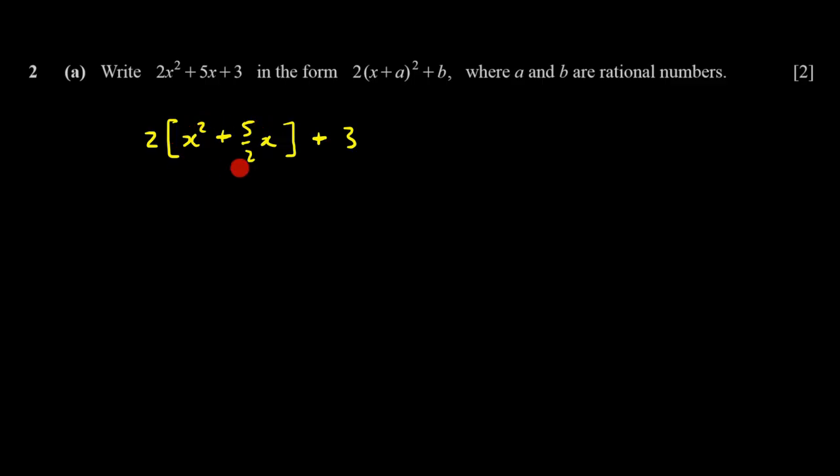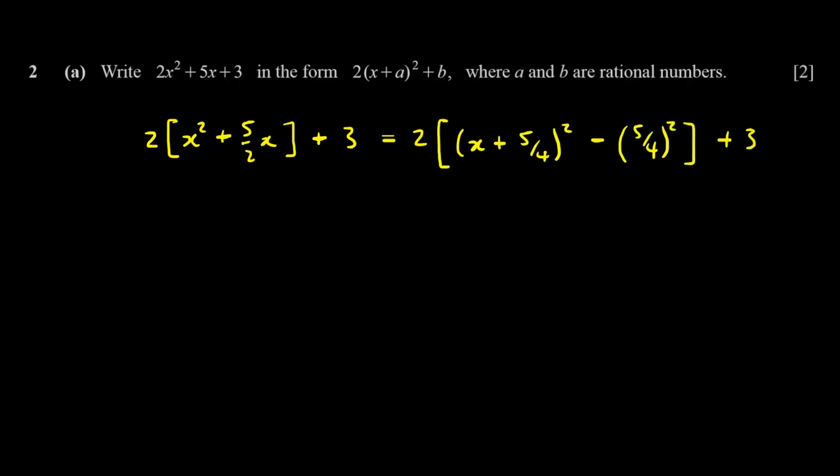The next thing we need to do is consider how to complete the square with these two terms here. Now, the way we do that is we look at the coefficient of x, which is 5 upon 2, and we halve that number. If we halve that number, we're going to get 5 upon 4. So then what we do is we take that 5 upon 4, and we write it like this. We've got x plus 5 upon 4 all squared minus 5 upon 4 all squared.